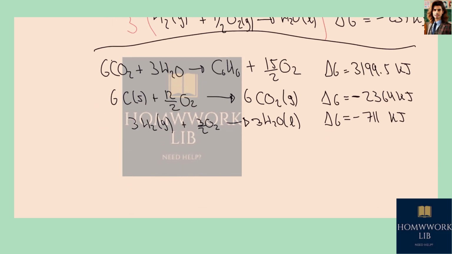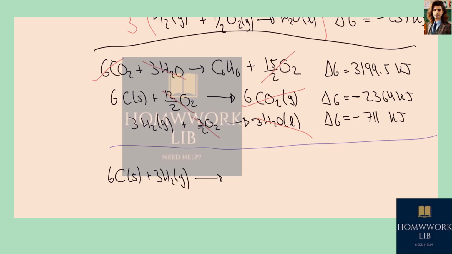So now we can add up all of the reagents and the products and get the overall reaction. You're going to see that we find the actually desired reaction over here. We're going to cancel 15 halves with 12 halves and 3 halves. Next up, 6 CO2 cancels out with 6 CO2, 3 water molecules with the 3 water molecules, and we end up having the desired reaction. 6 carbon solid plus 3 hydrogen gas produces C6H6 as a liquid.